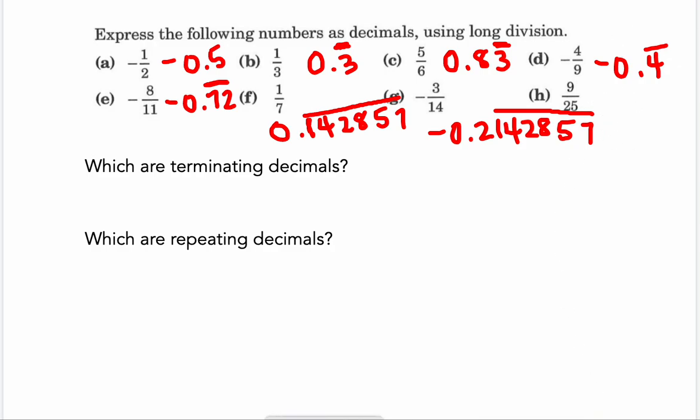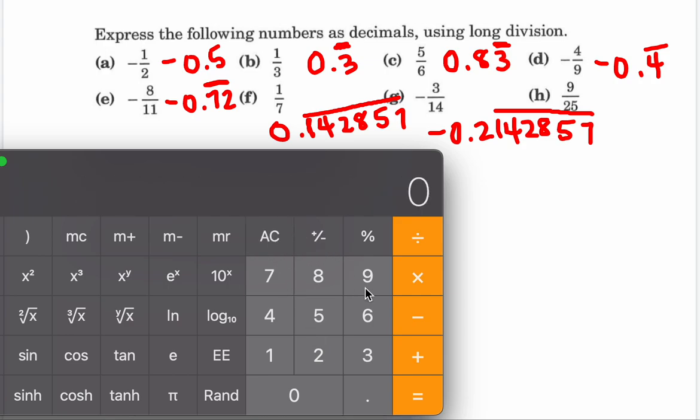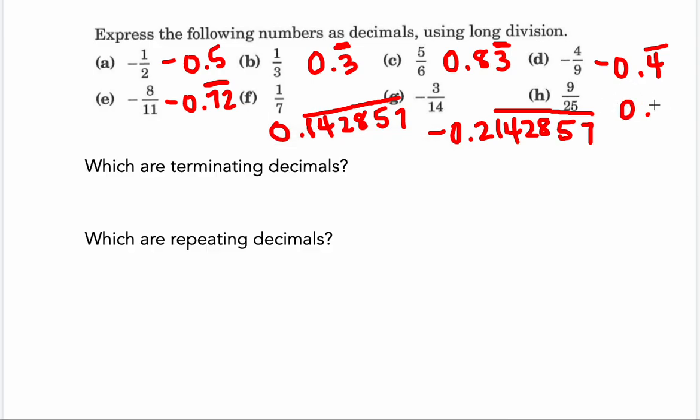All right, last one. 9/25. 9 divided by 25. I get 0.36. Whew, thanks. I needed a terminating decimal.